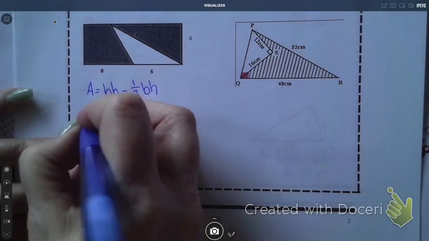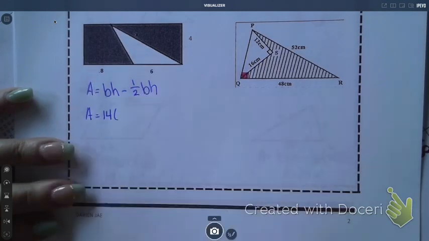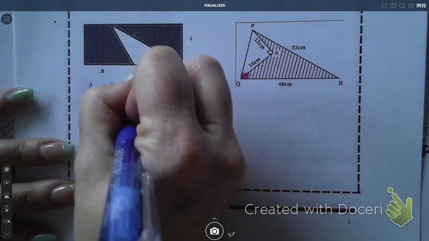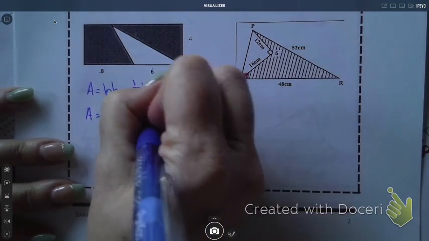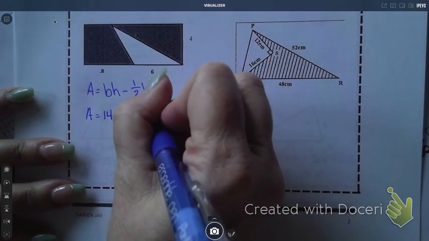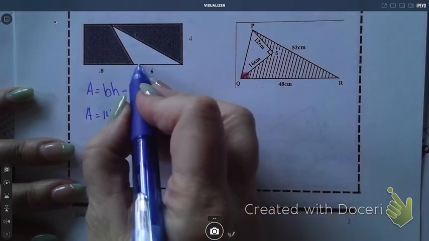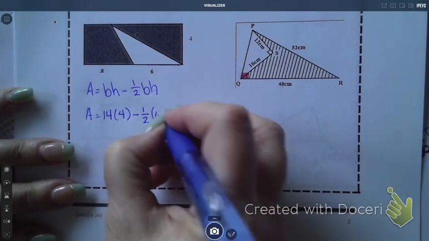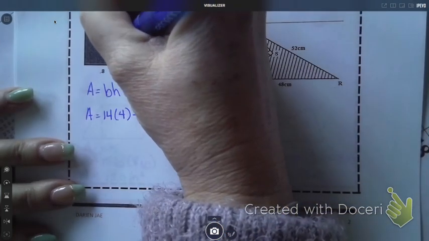Okay, so what's the base of the rectangle? 14. How'd you get 14? Add the 6 and the 8. What's the height? 4. Minus 1/2. What's the base of the triangle? The base of the triangle, I would assume, would be where? 6. And the height then is outside of the triangle, but it's what?